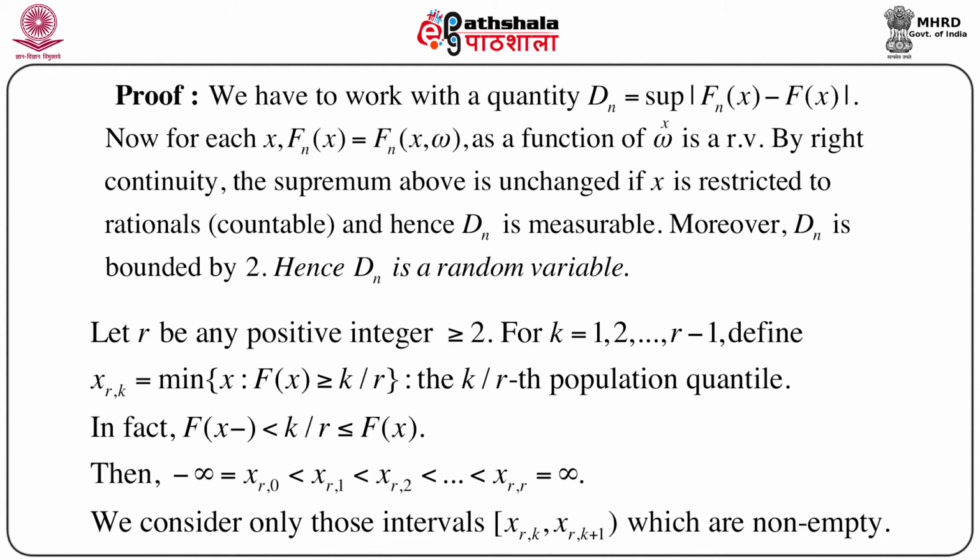Then we can consider minus infinity, which equals x_r0, less than x_r1, less than x_r2, and so on, up to x_rr, which equals infinity. That means we are considering a kind of partition of the real line. Now we will consider only those intervals which are semi-closed, that is, left side closed and right side open. That means x_rk to x_r(k+1), where x_r(k+1) is not included in this interval, and which are non-empty. So we will consider only those intervals which are non-empty.